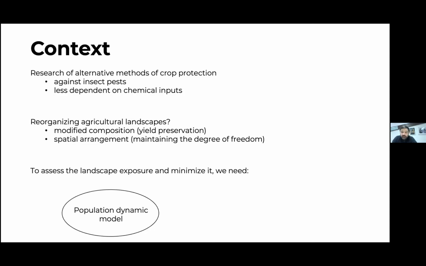So what we need in the end is a model of population dynamics, to describe the dynamics of the pest, of the insect. We also need a model of landscape. I think I will not have enough time to describe the model of landscape very well, but I will insist more on this. And then you have to link these two models, because the movement of insects will depend on the landscape.